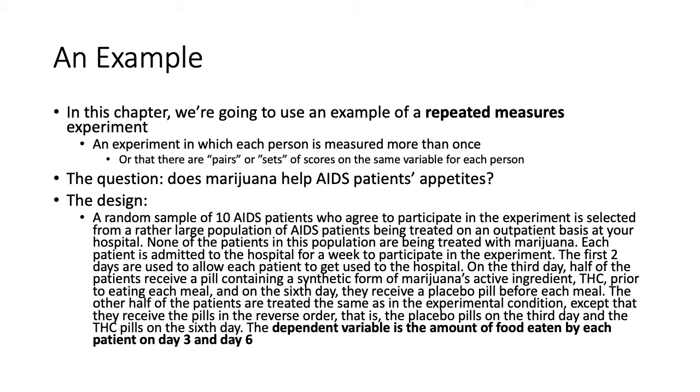measurements for each person. One measurement of appetite on the day in which they've ingested THC, and another measurement of appetite on the day in which they've ingested a placebo pill that they think might have THC. This is going to happen on day 3 and day 6, and half of the patients will get THC first, and half of the patients will get the other stuff first.